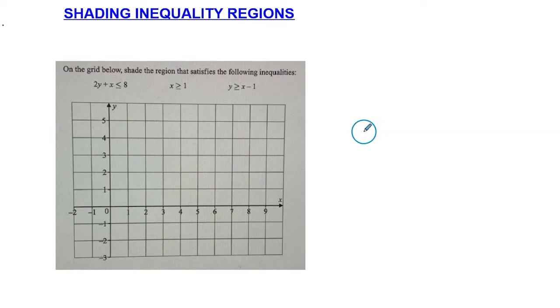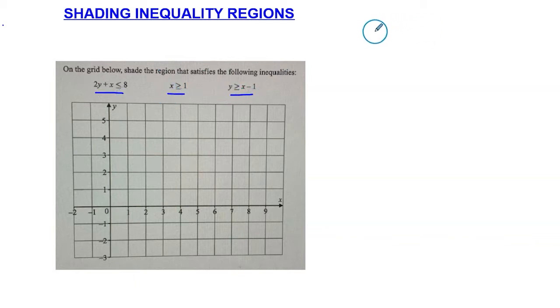I'm going to show you how to graph inequalities and show the region that satisfies all inequalities. So we are asked to shade the region that satisfies the following inequalities. We have three inequalities, this one here, this one, and this one here.